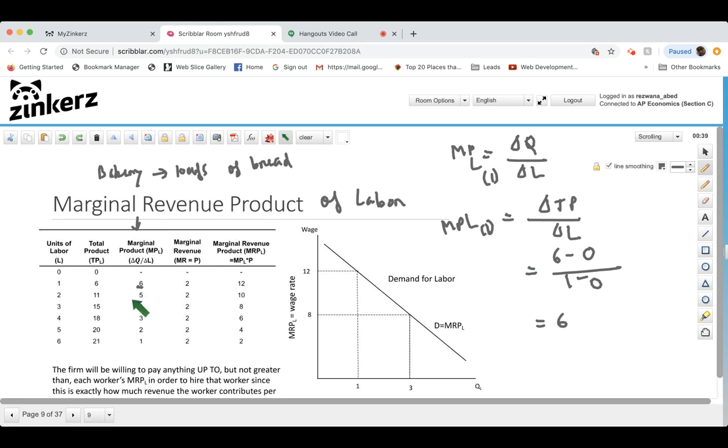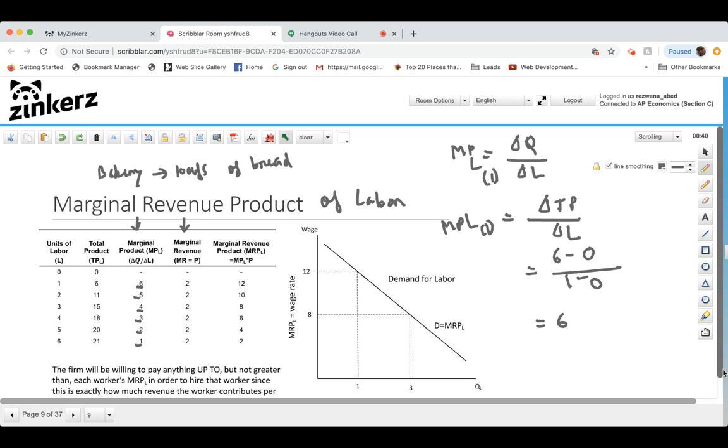Do you understand how I got these numbers 5, 4, 3, 2, and 1? For the second worker, I do the same thing, except it would be 11 minus 6 divided by 1 minus 0, because that would give me 5, and 4, and on and on. And then this column right here is showing us the marginal revenue.